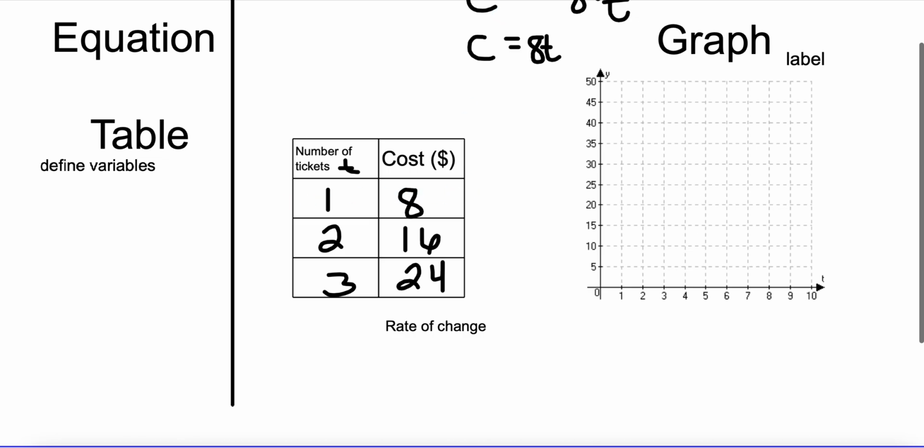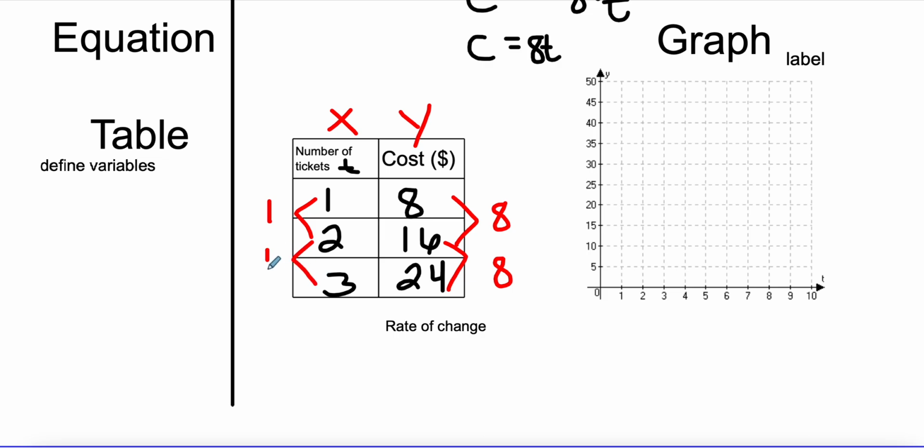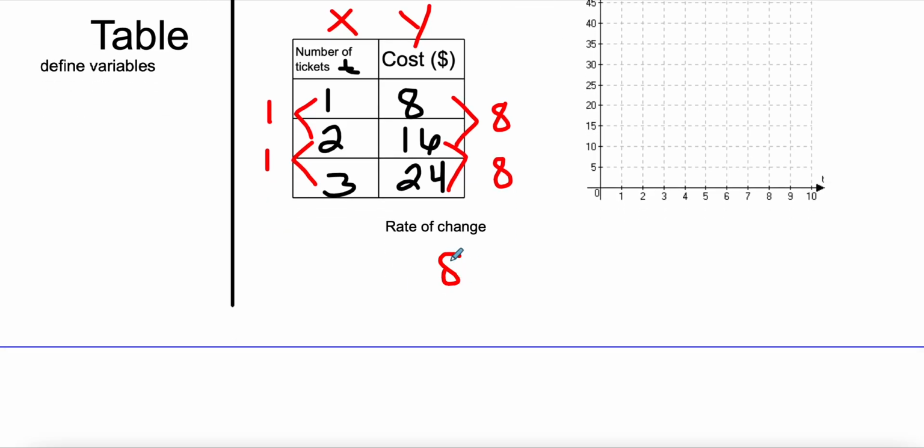How did y change here? Because this, remember, is our x always, and this is always our y in a function. So from 8 to 16, I went up 8. From 16 to 24, I went up 8. The x each time went up by 1. So it's the relationship of y, which is 8, over x, which is 1.